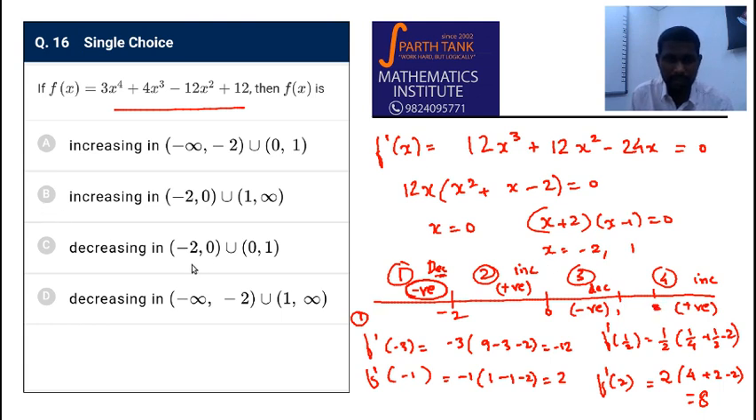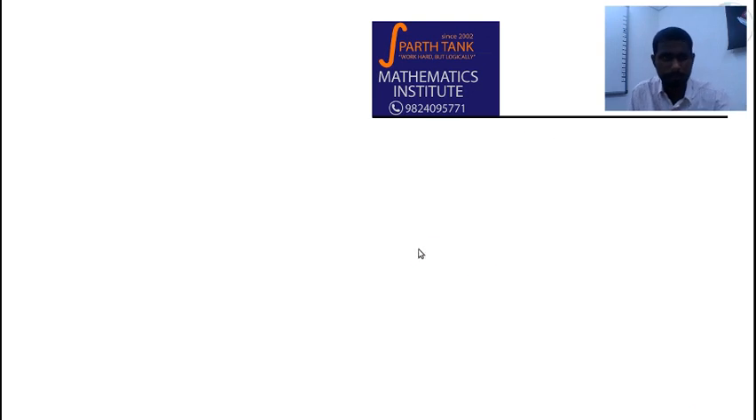Let us just see the other things. Decreasing in minus 2 to 0, it is actually increasing, so it is not true. Decreasing in minus infinity to minus 2 is true, and decreasing in 1 to infinity is false, because there it is increasing. So the only option is B. Very simple. Calculate the points where f dash becomes 0, divide it into different intervals, choose some values from each of those intervals, substitute it back into f dash of x. Wherever it is positive, increasing; wherever it is negative, the function is decreasing.